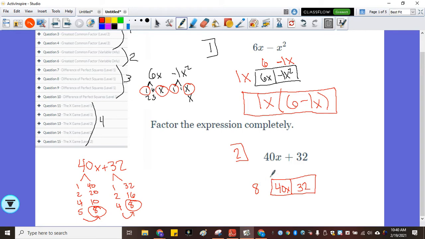And then we're dividing. 8 times what gives you 40? Or 40 divided by 8. What's 40 divided by 8? 5. Yep, and there's an x. Then 4: 32 divided by 8 is 4. Or if you like multiplication over division, 8 times 4 gives me 32. So going from the outside in, you're multiplying. Going from inside out, you're dividing.